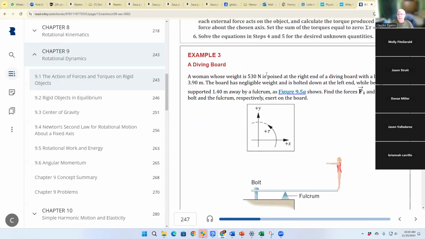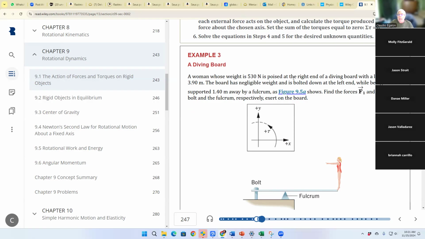A woman whose weight is 530 newtons is poised at the right end of a diving board with a length of 3.9 meters. The board has a negligible weight and is bolted down at the left end, right in here, while being supported 1.4 meters away by a fulcrum, as in figure 9.5a. Find the forces F1 and F2 that the bolt and fulcrum respectively exert on the board, okay? We can solve that doing free body diagrams.